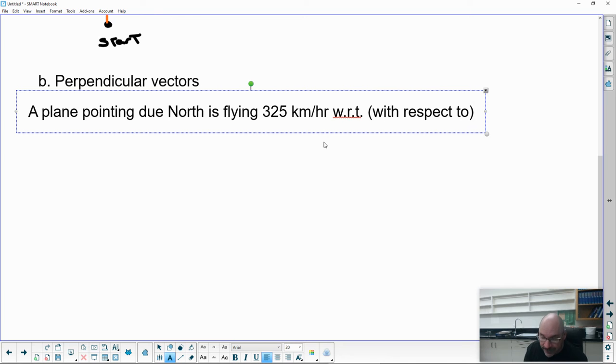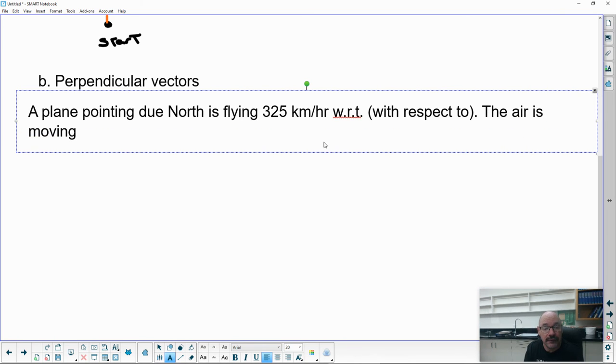Okay, and then there's a wind. The air is moving due west at 80 kilometers an hour. Okay, so that's the air movement. So what is the velocity of the plane with respect to the ground?